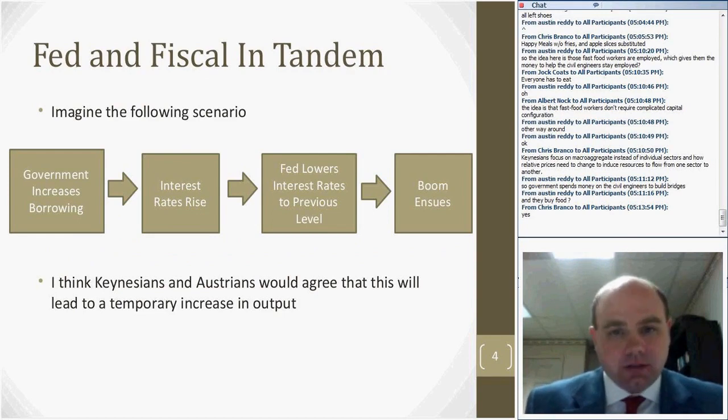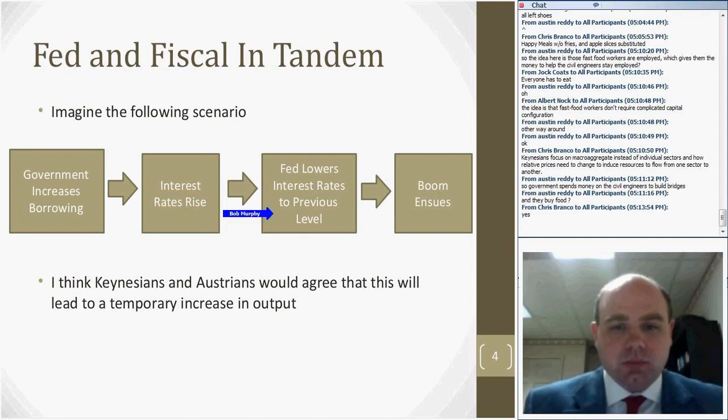All right, so again, this is him presenting his positive case. He is saying this is the one area that he's going to focus on where he's going to try to prove the case. He says that government increases borrowing that would normally push up interest rates. The Fed comes in, prints a bunch of money, buys bonds to push the interest rates back down. And so then the boom ensues.